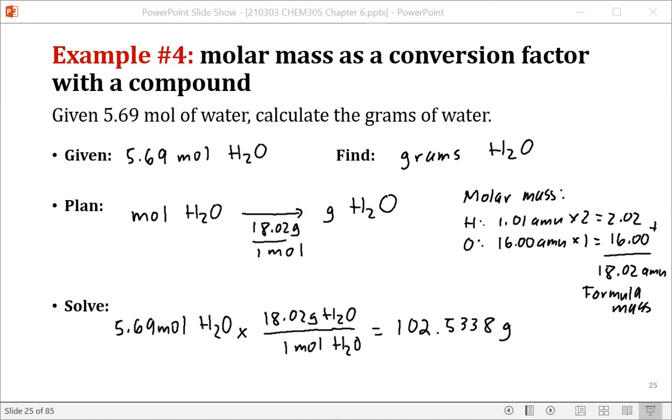I've got to check my sig figs. So I've got 3 sig figs in my starting moles of water. I have 4 sig figs in my molar mass. So my final answer should be rounded to 3 sig figs. So I'm going to look to the right, it's a 5. So my final answer is going to be 103 grams of H2O.